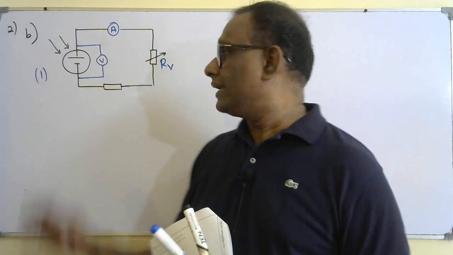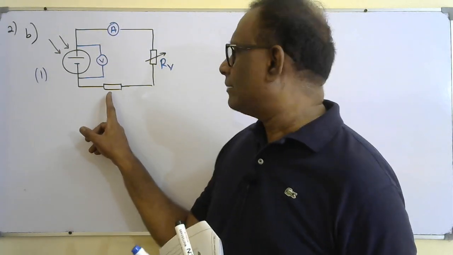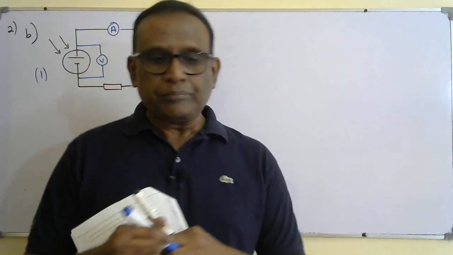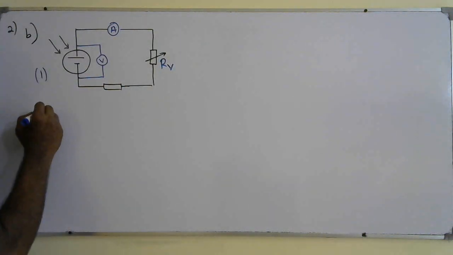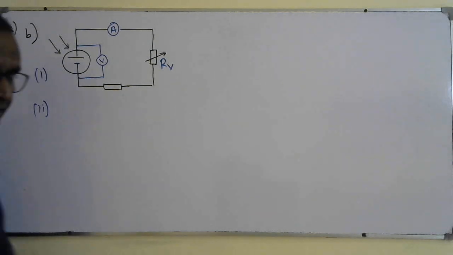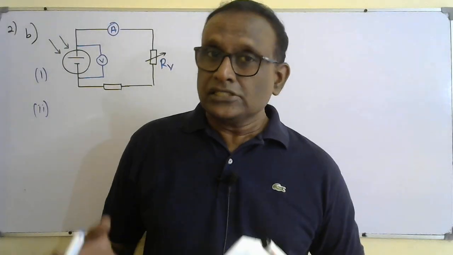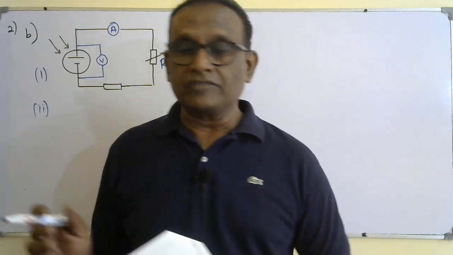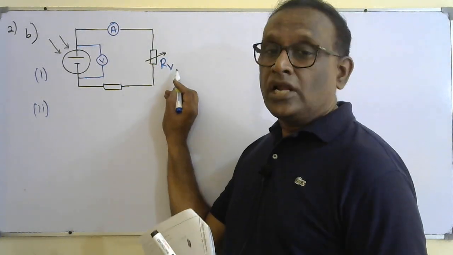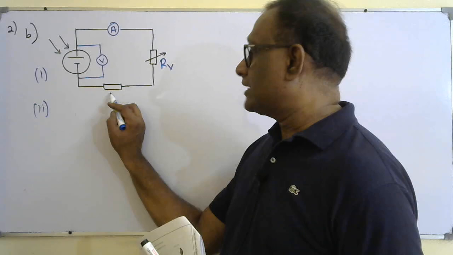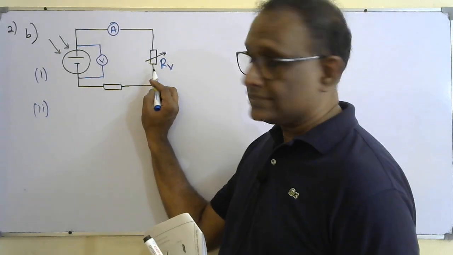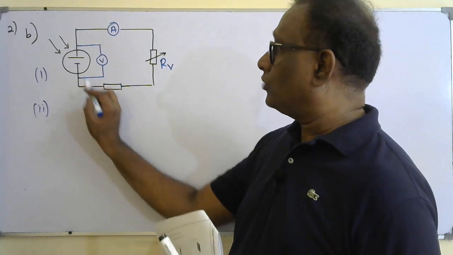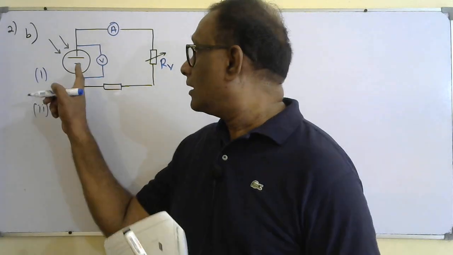So to avoid that, there should be a low resistance, something like 20 ohms, that we have to attach. So the answer for B part, second part: when RV is varied to a lower value, there could be a short circuit. To avoid short circuit, there must be a low resistance, because if there is a short circuit, high current will flow and it could damage the solar panel.